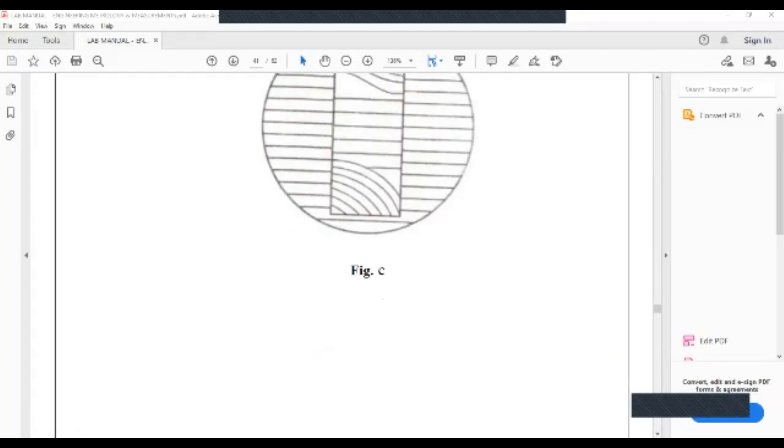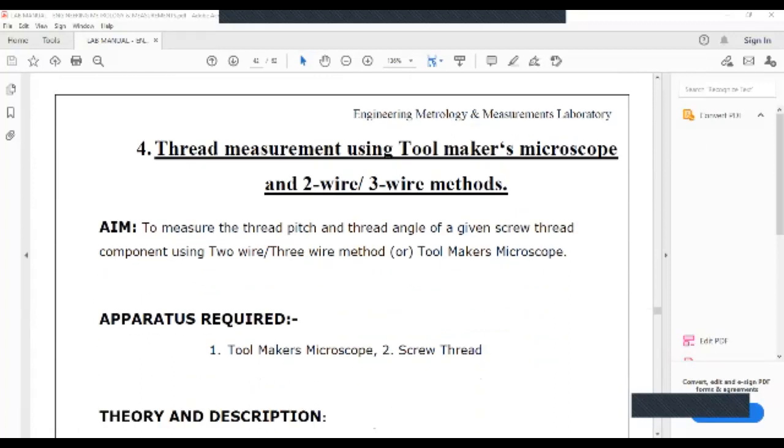Now coming to today's session, in today's laboratory class we are going to concentrate on the fourth experiment, that is thread measurement using a toolmaker microscope. Here our major intention concerns the screw thread. In our day-to-day life, within the mechanical field, we observe different kinds of threads. Sometimes the threads exist internally, sometimes externally. If a thread exists, how do we find its parameters?